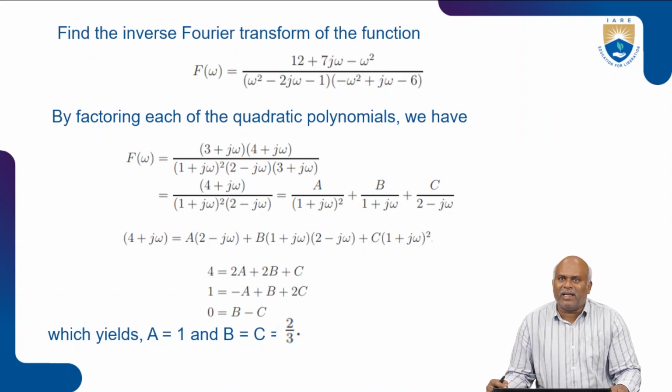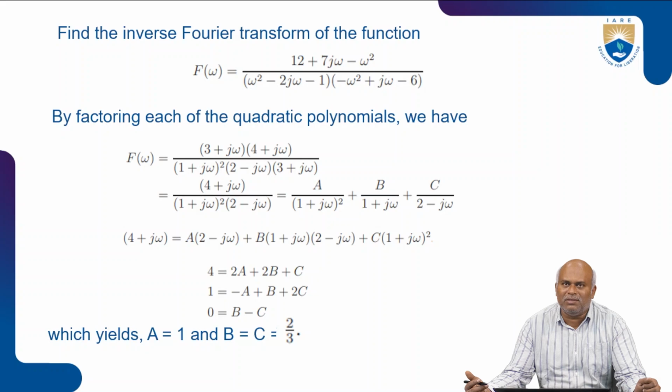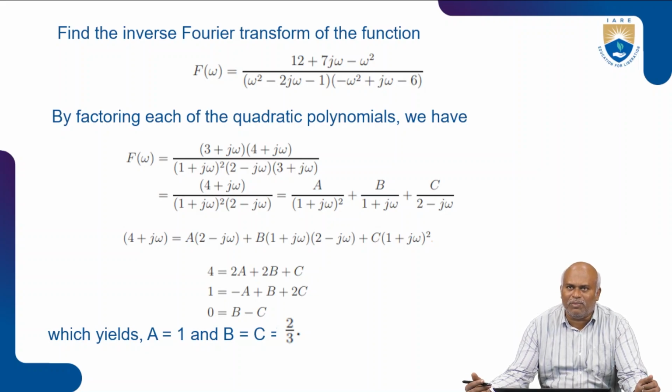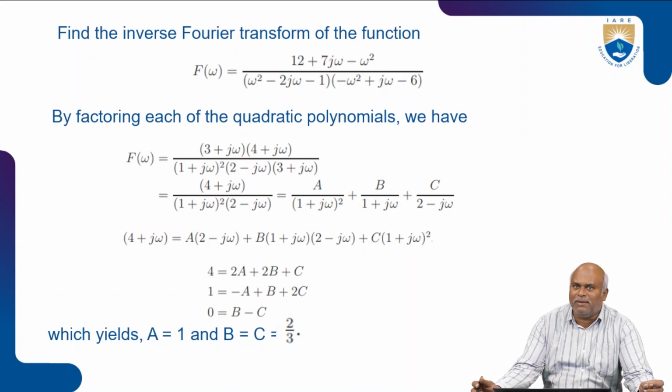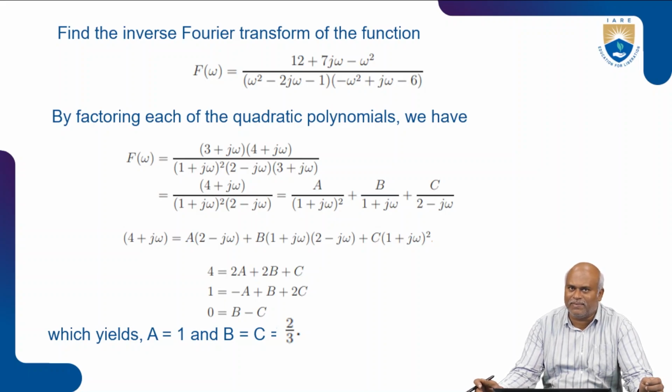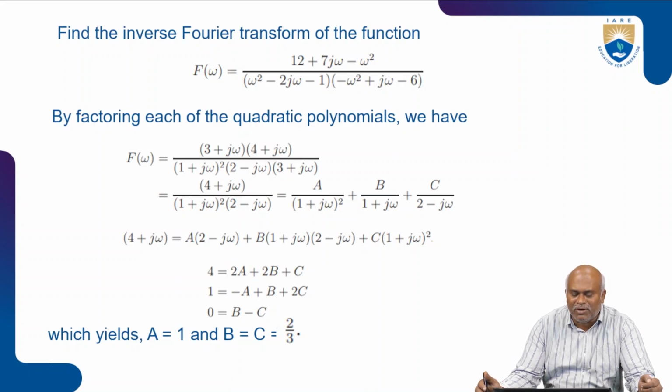Find the inverse Fourier transform of the function F(omega) equal to (12 + j omega - omega^2) divided by (omega^2 - 2 j omega - 1) and (-omega^2 + j omega - 6). In this case, I am going to use factoring of each of the quadratic polynomials we have.